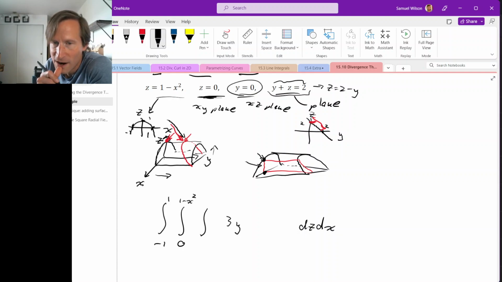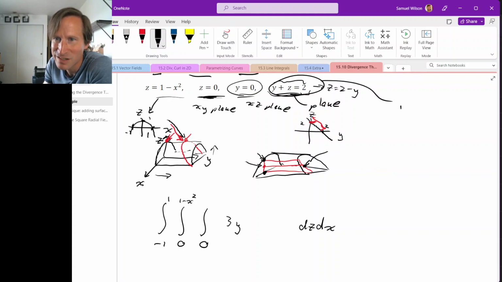And then for our y coordinates, right now we've chosen a particular z value, and we're integrating across this sliver. So the smallest y value across that sliver is 0, and the largest is wherever the plane is. And the plane is this plane, so this is y equals 2 minus z. So our top y bound is 2 minus z.